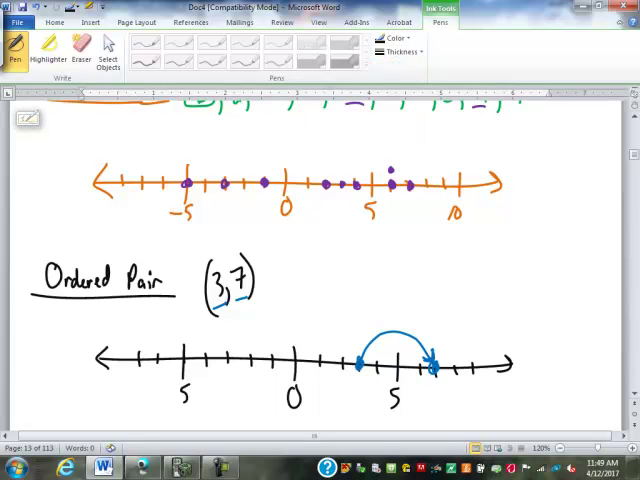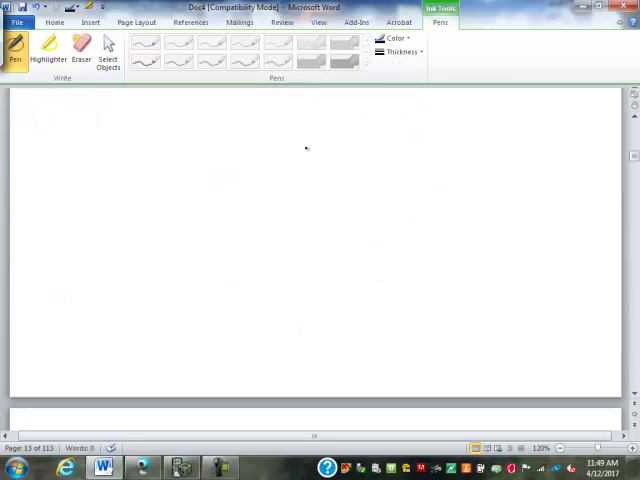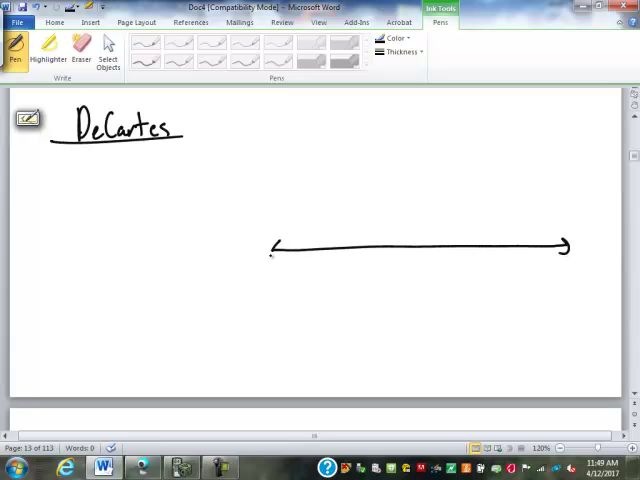So a couple thousand years ago, a man by the name of René Descartes came up with a solution for this. And what Descartes came up with was, we're going to start with a number line.